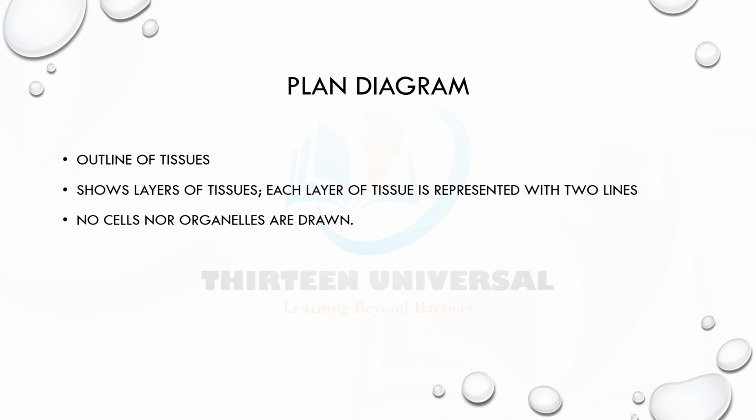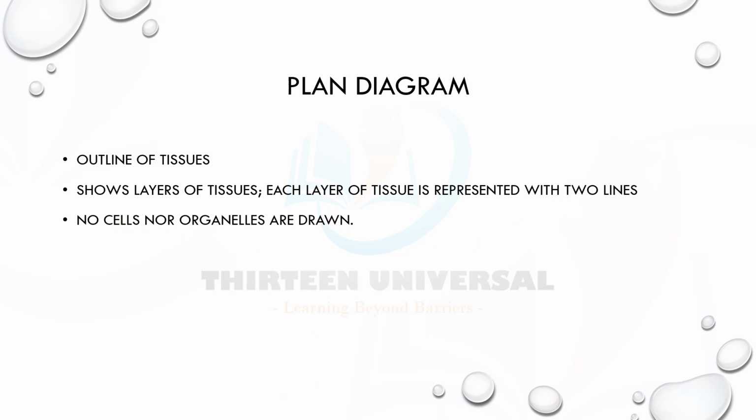All right, now we are coming to the end of this show. So this is the last one. We're looking at plant diagram. In microscope, you must draw the plant diagram. Okay, so a plant diagram simply means outline of tissues. It shows layers of tissue. It shows only layers of tissues. Each layer of tissues is represented with two lines. The lines must be thin, continuous, unbroken. No cells, no organelles are drawn.